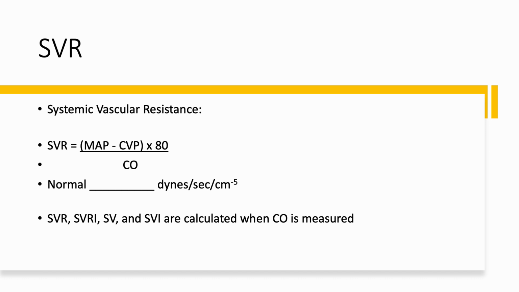Systemic vascular resistance, or SVR, has a normal range between 800 and 1200 dynes per second per centimeter to the negative fifth power, and is calculated when cardiac output is measured.